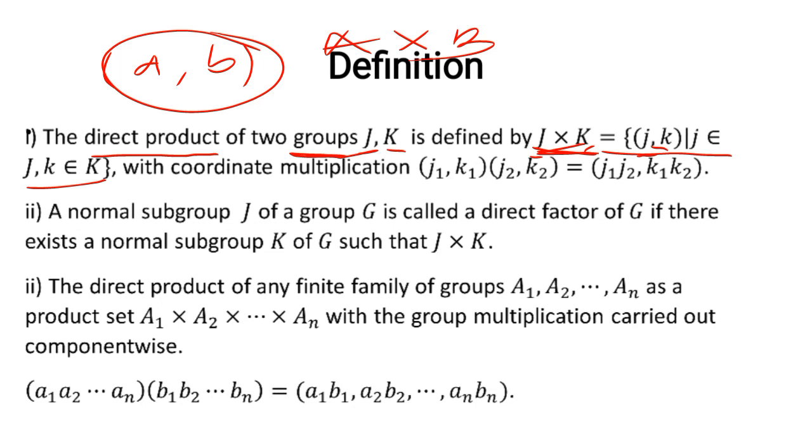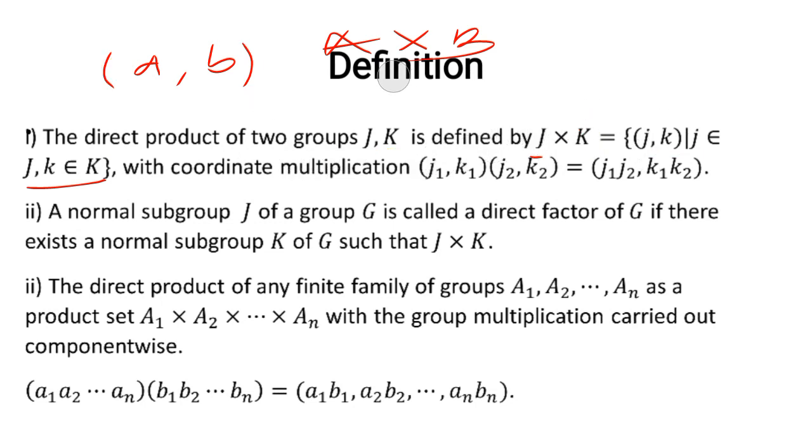And it has coordinate multiplications in the sense that when you want to multiply two elements from this direct product, elements of this form, note this j1 is from capital J and k1 is from capital K, j2 is from capital J and k2 from capital K. So when you want to multiply them, we use coordinate multiplications to get their values when you're multiplying elements in this particular set or group, okay? So we have this as a relationship.